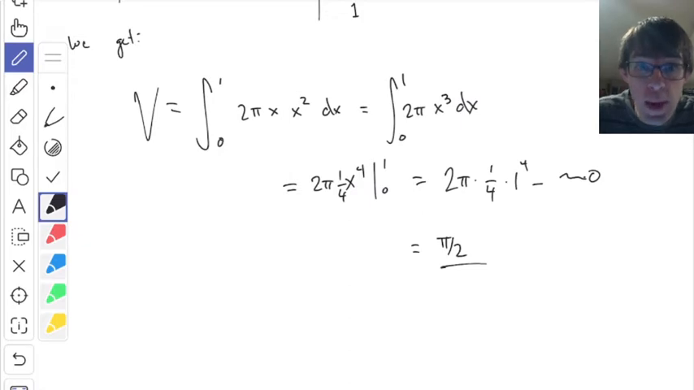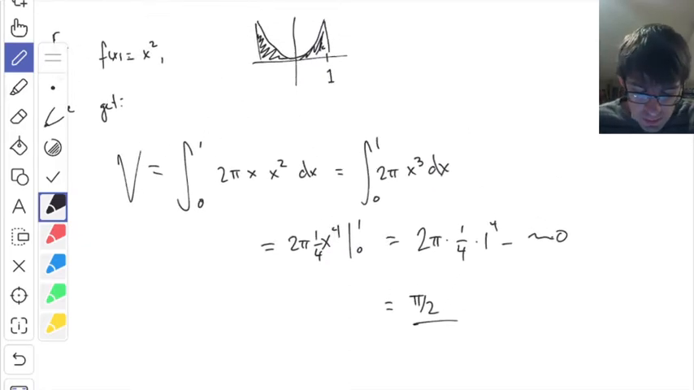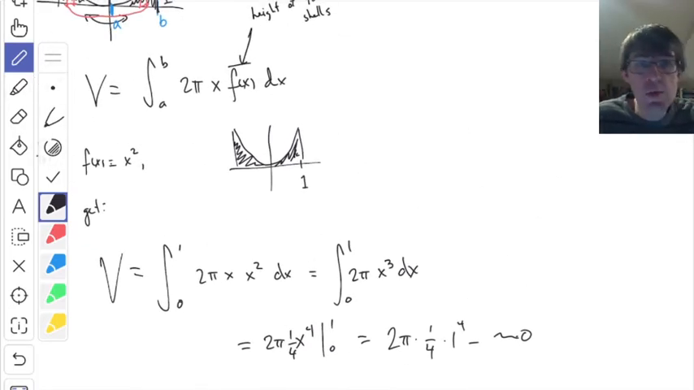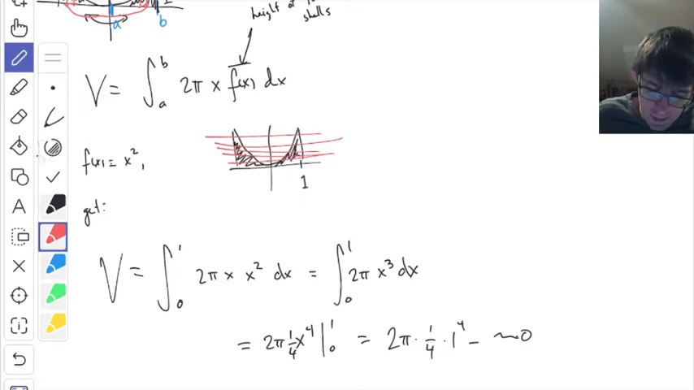I would like to point out, you could also do this if you wanted to. You could do this using the washers, which is what we spent most of the time talking about, slicing horizontal slices with the washers. If you wanted to, you could have done this. So you could have done washers in this case.